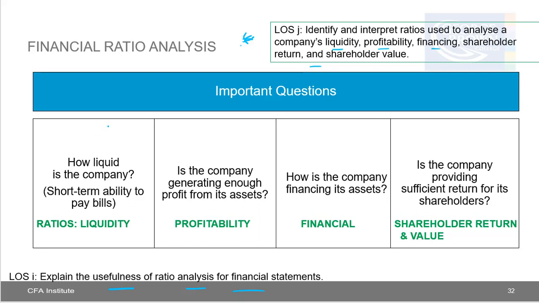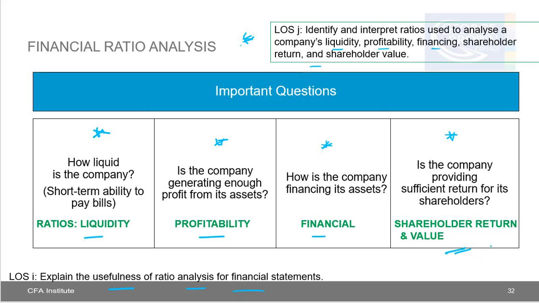So I just put that into the slide here because when we look at this question with regards to how liquid is the company, short-term ability to pay bills, we call those liquidity ratios. If we look at ratios regarding profitability, we call those profitability ratios. How is the company financing assets? We look at some financial ratios. And then finally, is the company providing sufficient returns for its shareholders? We look at some shareholder return and shareholder value ratios.